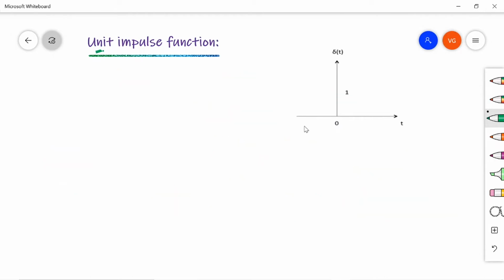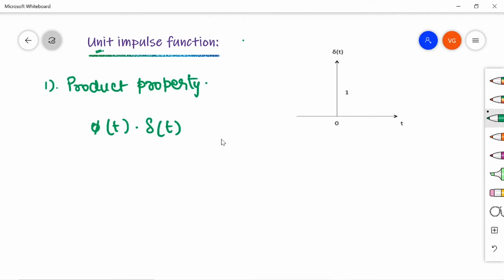Now I am going to discuss important properties of the impulse function. The first property is the product property. In the product property, what happens to the signal phi of t if you multiply it with del of t? As I said, the impulse function is represented with del of t. If you multiply this del of t with any signal, what is the resultant signal we'll see?